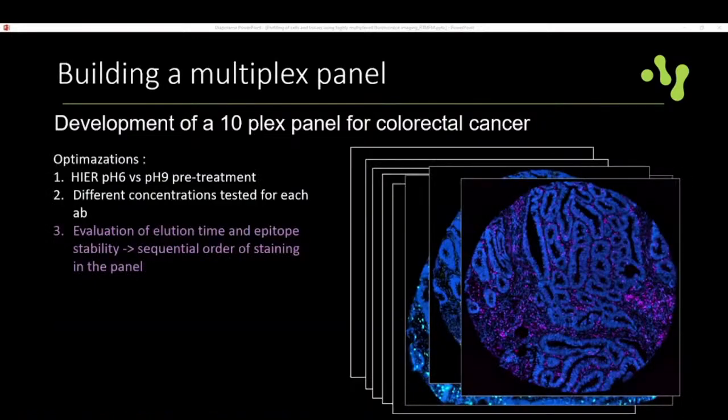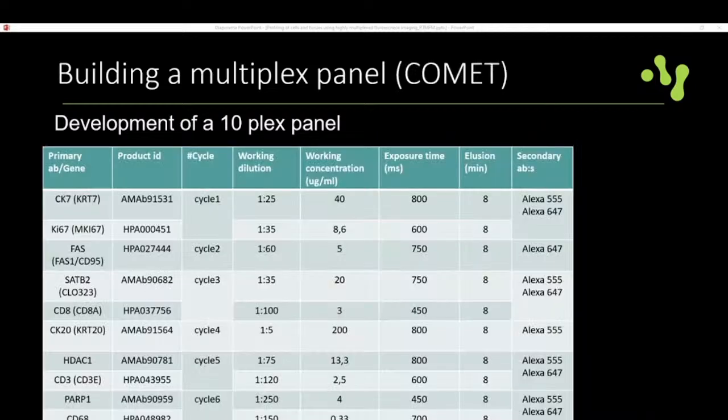And after optimizing all of these different antibodies, and after evaluating that the staining is still the same after several rounds of elution, we can combine all of these stainings and set up a program for staining them at the same time. It would look something like this: we would have our markers, knowing which markers we put together in one cycle and in what cycle they are put. We have defined our working dilution for each of the antibodies and the corresponding concentration. And then during the optimizations, we also decided upon the exposure time for the image acquisition.